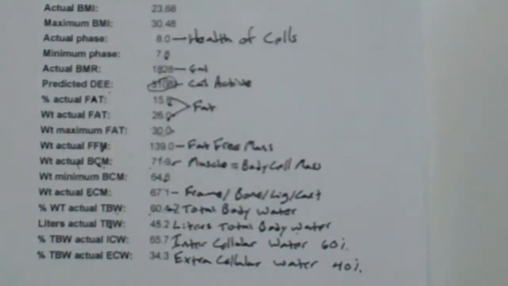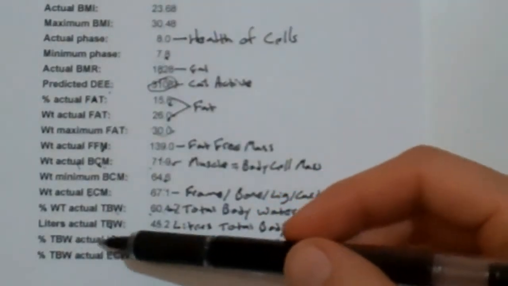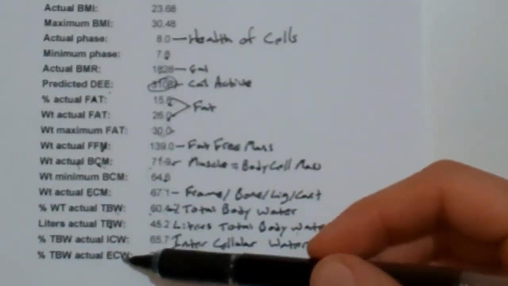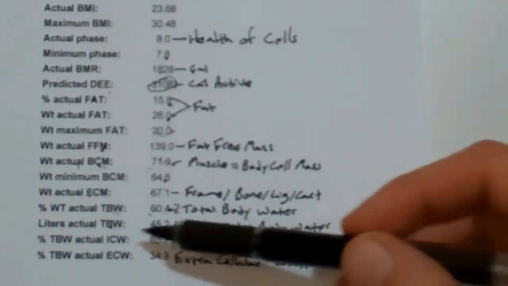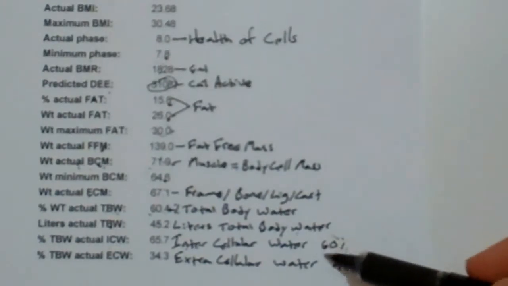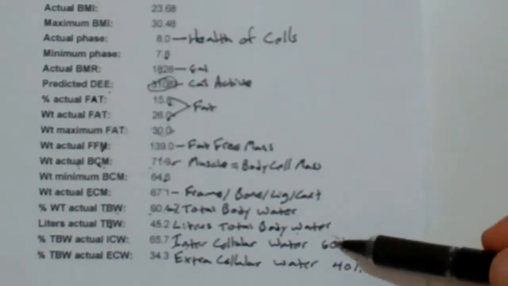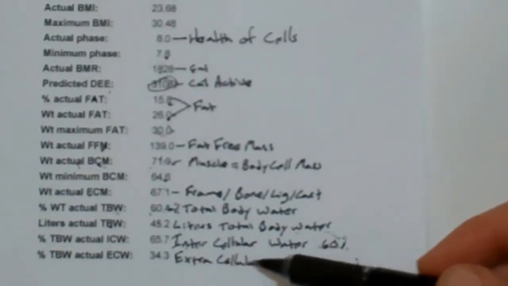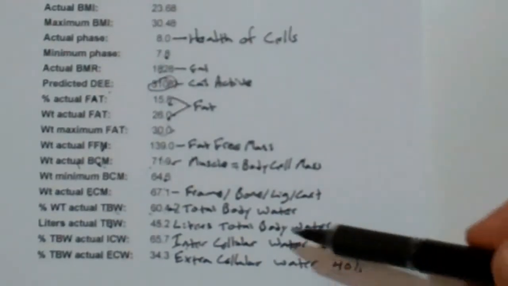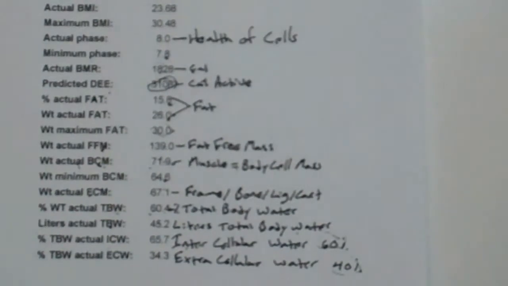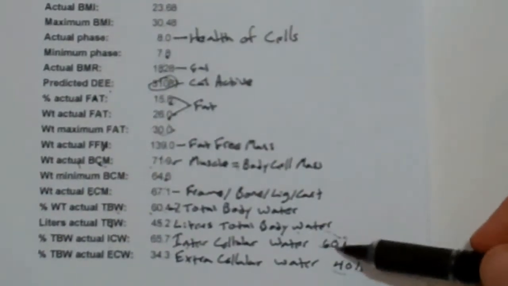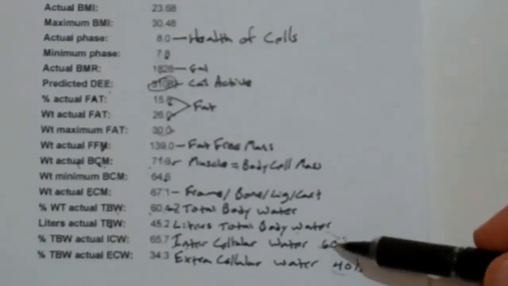Okay, and one of the most important things I look at is the percent of intracellular water and extracellular water. These are two percents I look at. Intracellular water, ICW, should be minimally 60%, or ideally about 60%. Extracellular water should be ideally about 40%. You can see he's beat that. He's 65 in, 35 or so out. A lot of you guys will be 50-50, or the ratio will be skewed.